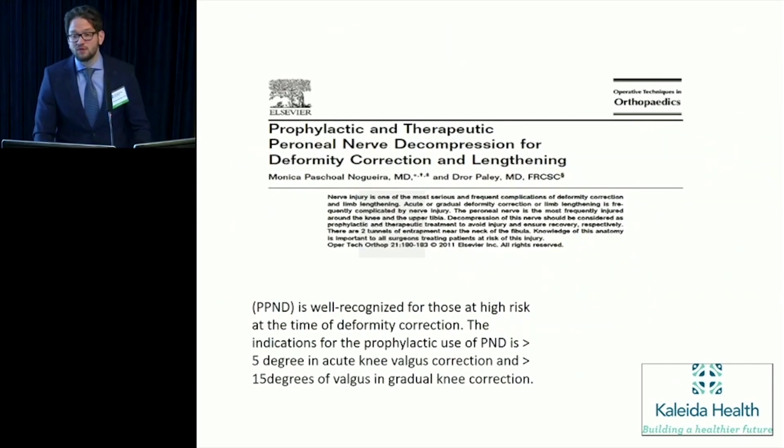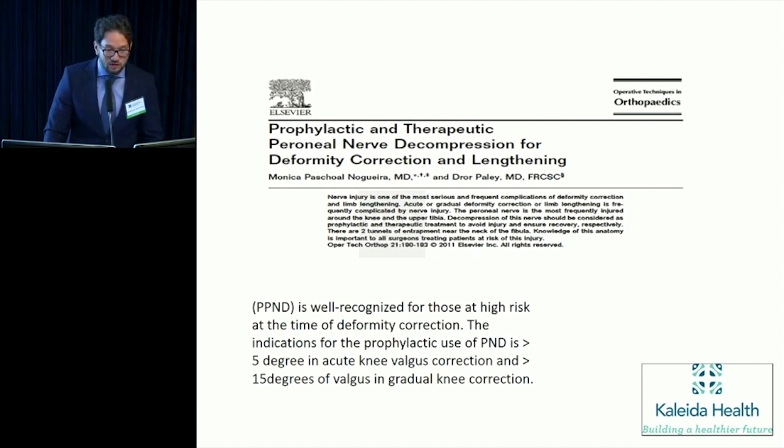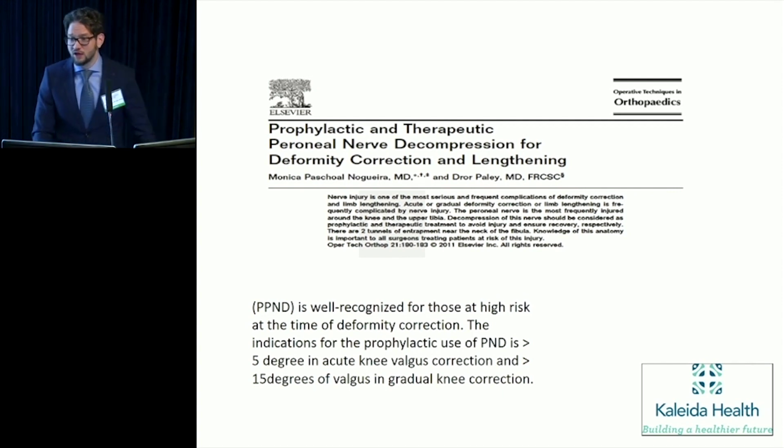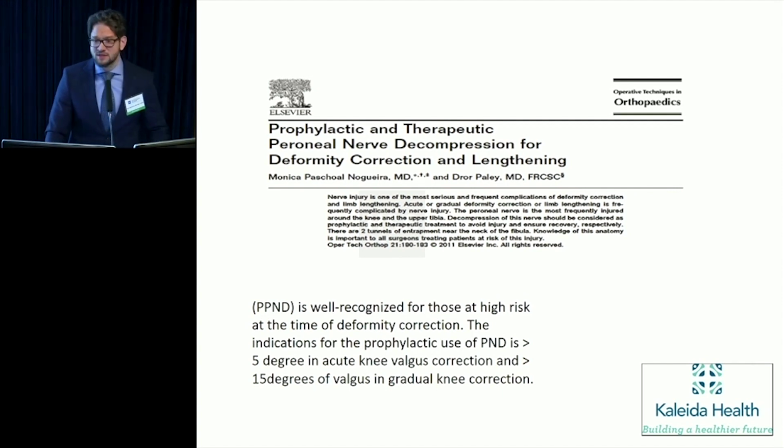Now, meanwhile, in the deformity and leg lengthening world, this technique has been well established and well recognized, and people will do peroneal nerve decompression for any valgus deformity correction. Based on this article, Dr. Paley recommends peroneal nerve decompression if you have a deformity of more than 5 degrees in an acute situation, and 15 degrees if you are doing a gradual correction. Now, maybe the circumstances are different in deformity patients, with prior scarring and surgeries, but again, this is a well-established technique.